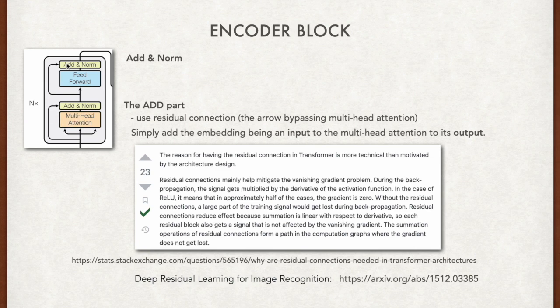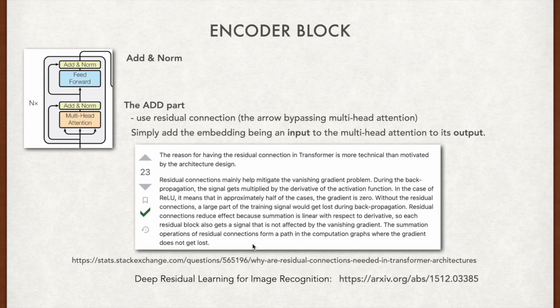Why might this operation be useful? Citing an interesting discussion we can find on Stack Overflow, the reason for having the residual connection in the transformer is more technical than motivated by the architecture design. Residual connections mainly help mitigate the vanishing gradient problem. During the backpropagation, the signal gets multiplied by the derivative of the activation function.